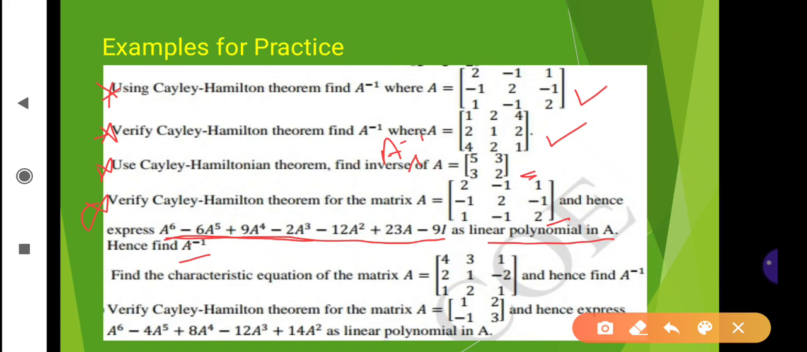So express this expression, or simplify this expression, by using the statement of the Cayley-Hamilton theorem by using actual division. And also you have to find A inverse. Then the next question is: find the characteristic equation of the matrix. This 3 cross 3 matrix is given, and find A inverse of this matrix. And the last question: verify the Cayley-Hamilton theorem for this 2 by 2 matrix A is equals to 1 2, minus 1 3, and hence express this statement as a linear polynomial of A, or we can say just simplify, write down the simplified expression of this statement. So these are some examples for practice.